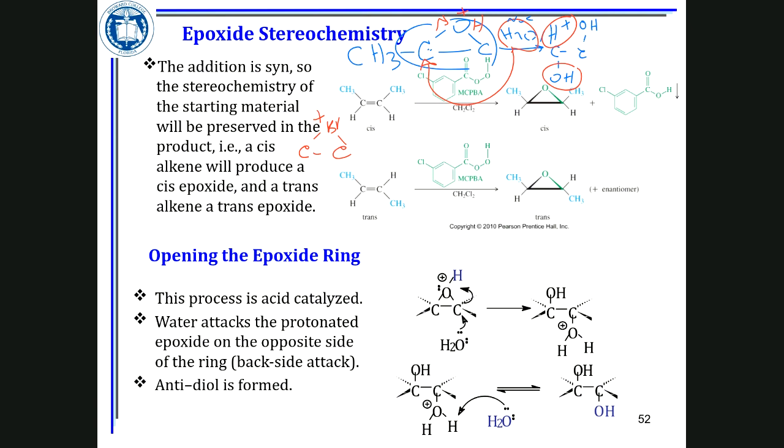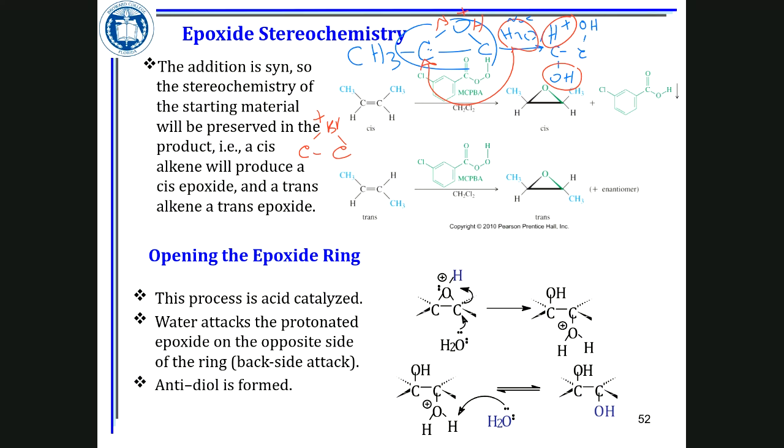So if you had a better electron donor group on this side, then H2O would have attached to this carbon. So it depends on which of the two carbons can handle the plus charge better, or which carbon the plus charge is found around more often. That's where you find your nucleophile attacking.